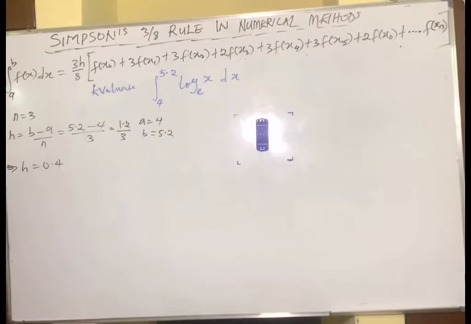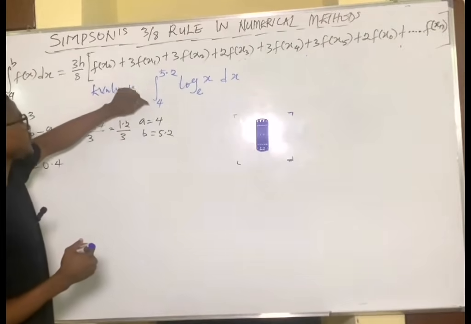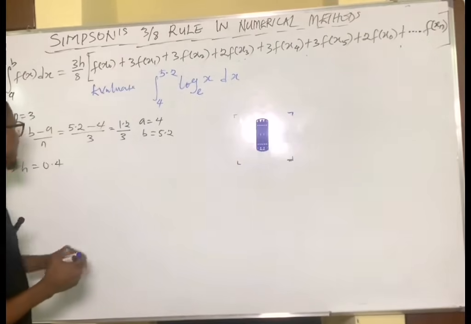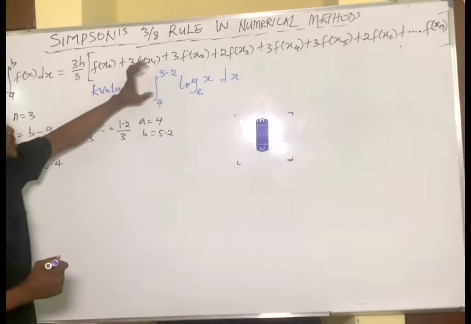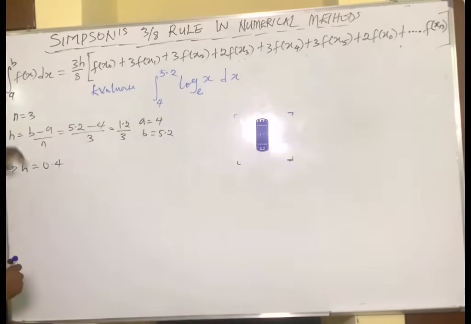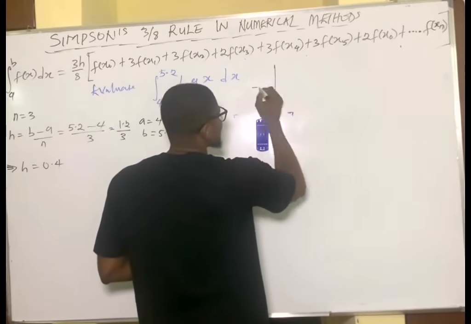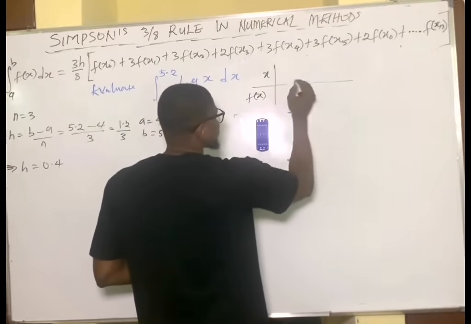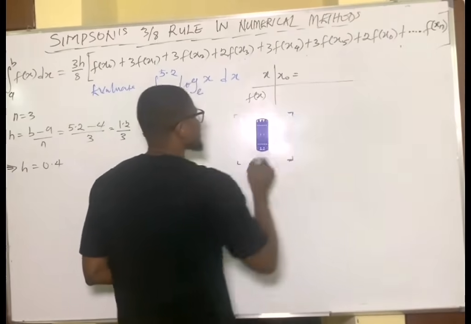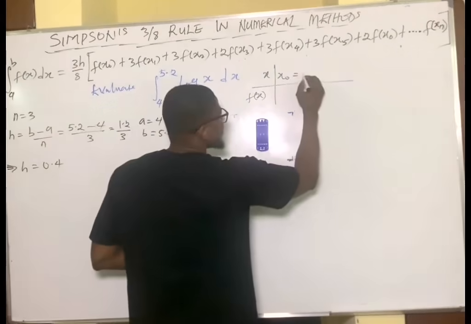Now we found our interval. The next thing to do is to split the limit from 4 to 5.2 into 3 subintervals, because we're choosing our subinterval to be 3. So let's make a table for that. Here is our x, here is our value f of x. So for x naught, what's the value? x naught is simply the first limit, or the lower limit, which is 4.